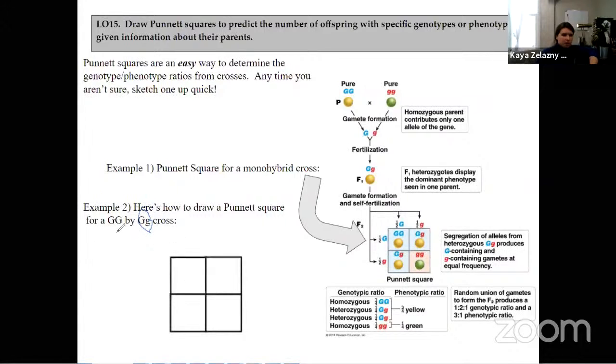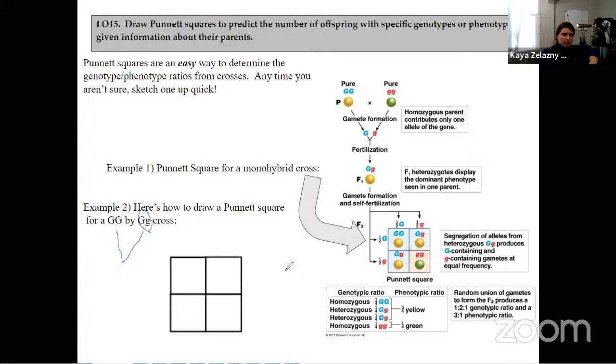For that one where we crossed a homozygous dominant individual with a heterozygous individual, we saw that we ended up with a 50-50 ratio of genotypes. If we did this with a homozygous recessive individual, we would see a 50-50 distribution of phenotypes, right? Because 50% of the offspring would end up with the homozygous recessive trait.